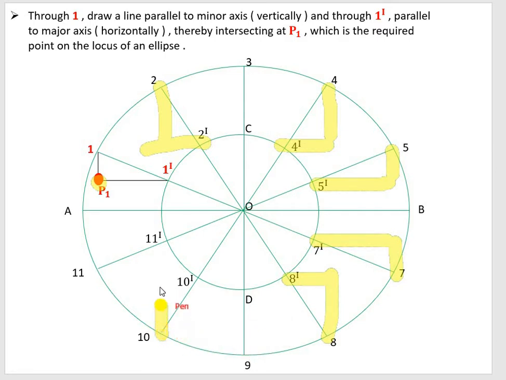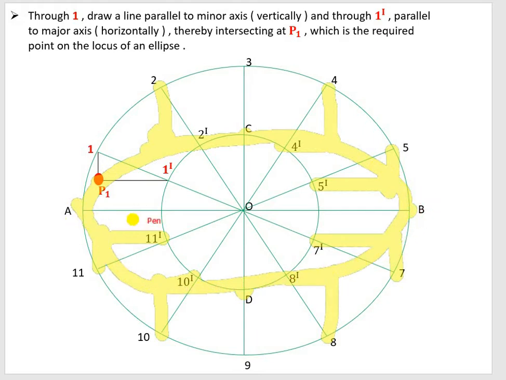Come to 10. Draw one vertical, 10 dash horizontal. Come to 11, come to 11 dash, draw one vertical. So we have to mark all these intersecting points here and here. The remaining points, A will be same, C will be same, B will be same, and D will be same. After that, you simply join all these points like this.